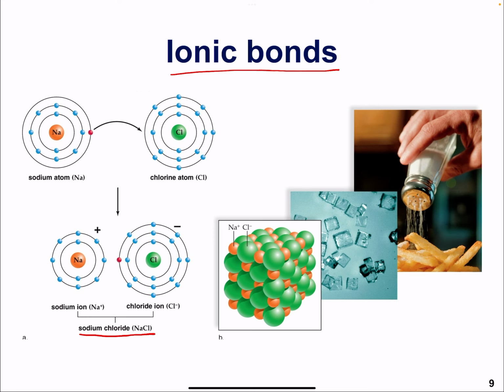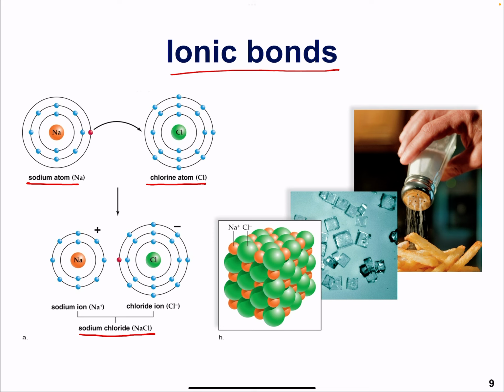it forms out of two atoms, the sodium atom and the chloride atom. Now, notice that the outermost electron shell for the sodium atom has only one electron, while the outermost electron shell for the chloride atom has 7 electrons. That chloride atom is missing 1 electron.